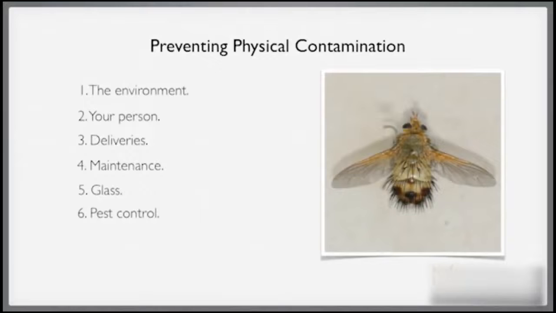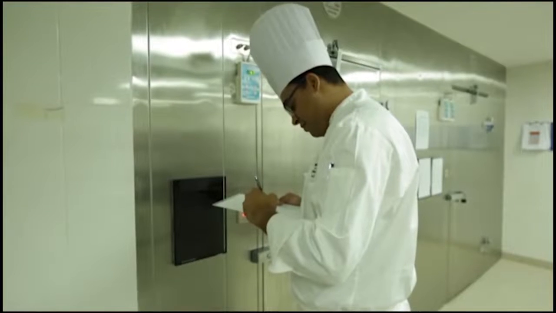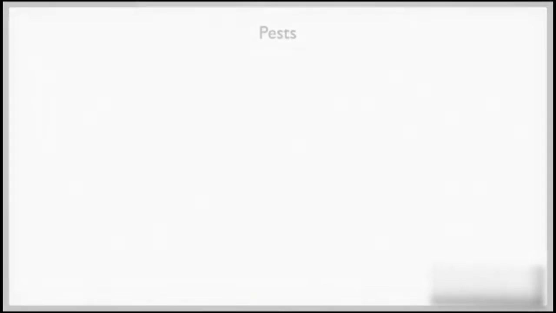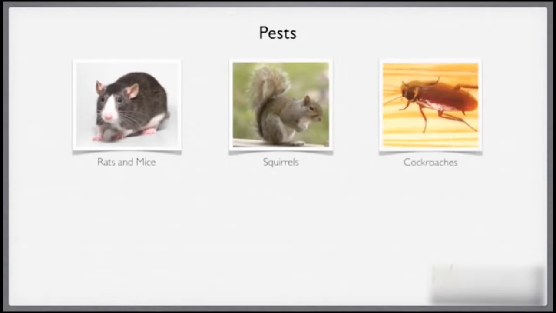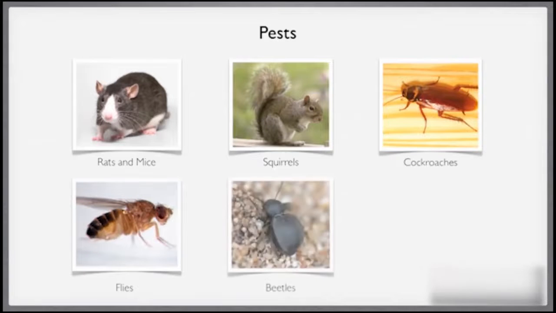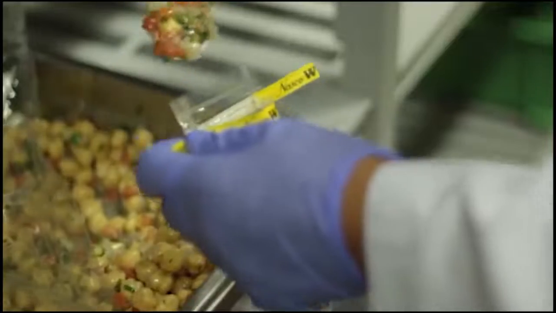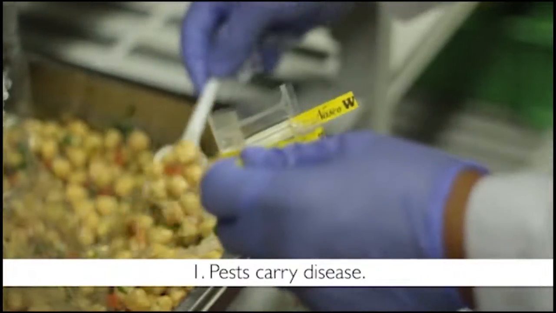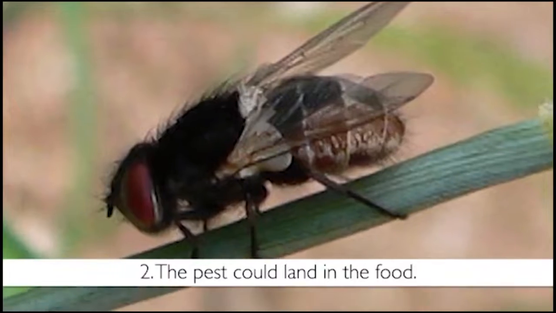Effective pest control should also be a high priority at all times. This means that certain conditions are put and kept in place to prevent pests such as rats, mice, squirrels, cockroaches, flies, beetles, and fish moths from getting into the kitchen and also into the food. This is done for two reasons. Firstly, the pests could carry disease and pathogens, which they then transfer to the food. And secondly, the pest itself could end up in the food, contaminating it.